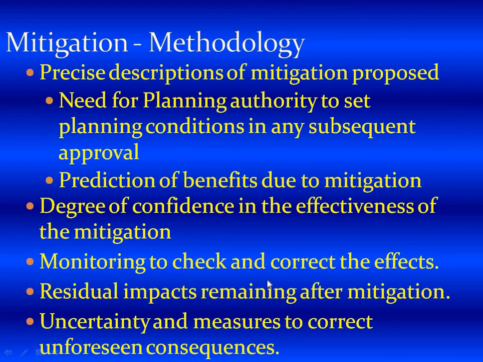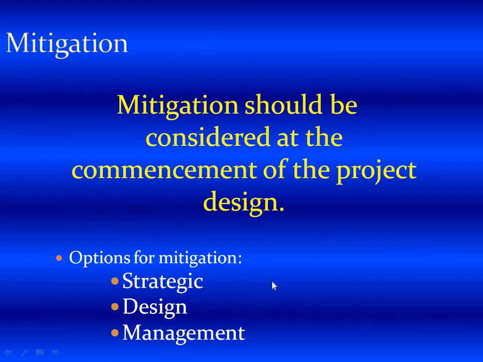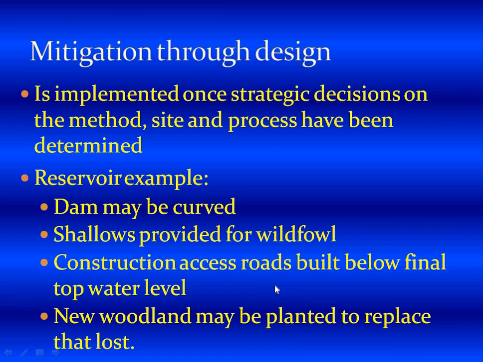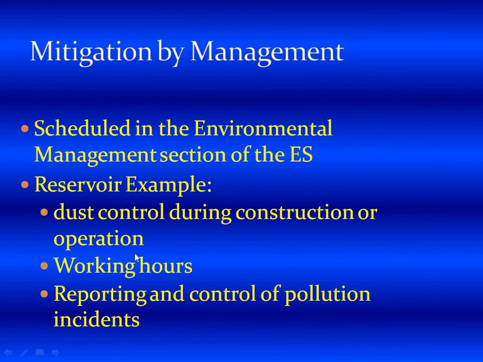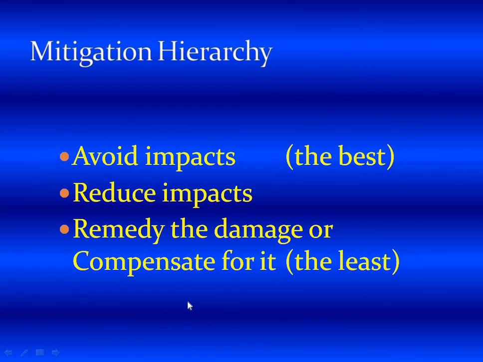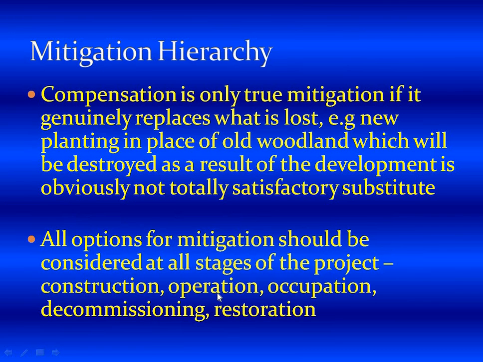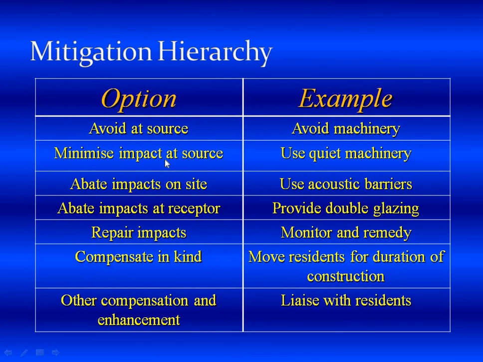So mitigation: what are the different steps to reduce the impact? Mitigation should be considered from the commencement of the project design itself. From the beginning, the dam may be curved, and shallow areas may be provided for wildfowl, in all the different aspects, including reservoirs. So these are some mitigation measures, and you can go through more details. If I avoid impacts, that is best, and compensation is the least preferred. Reducing impact is next, then remedy of the damage, and compensation is last. So this is the mitigation hierarchy for the different options and measures.